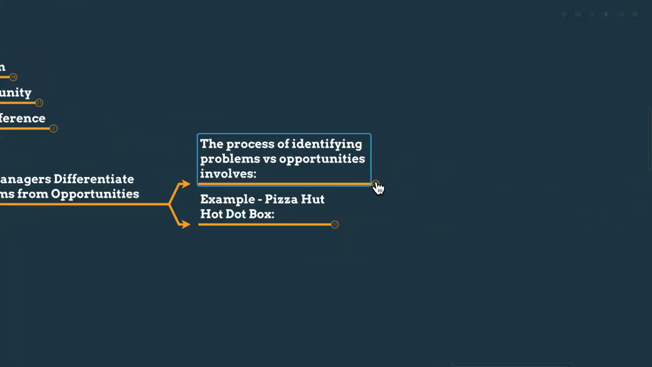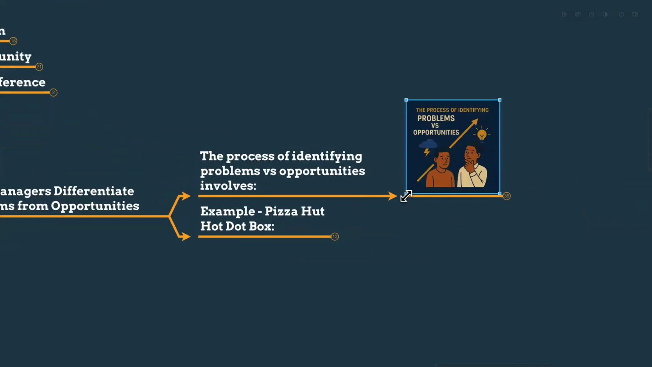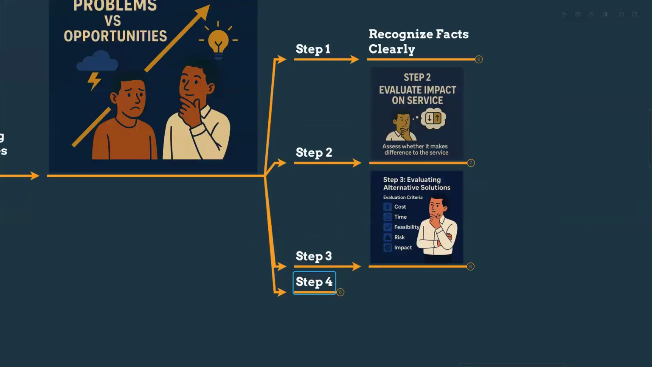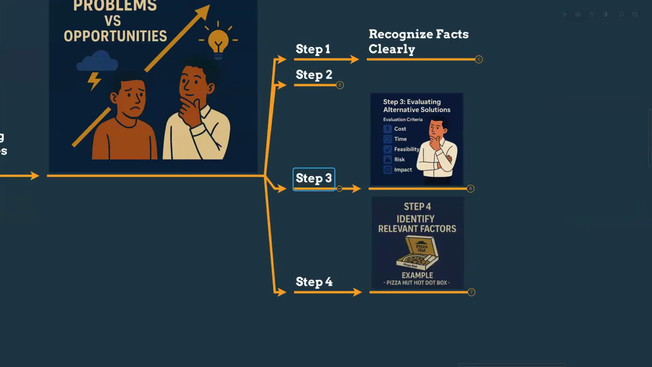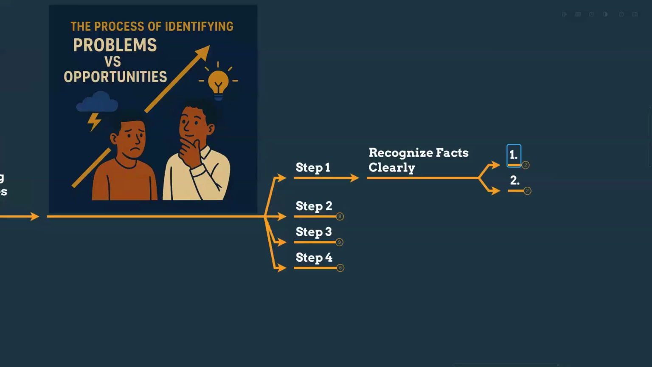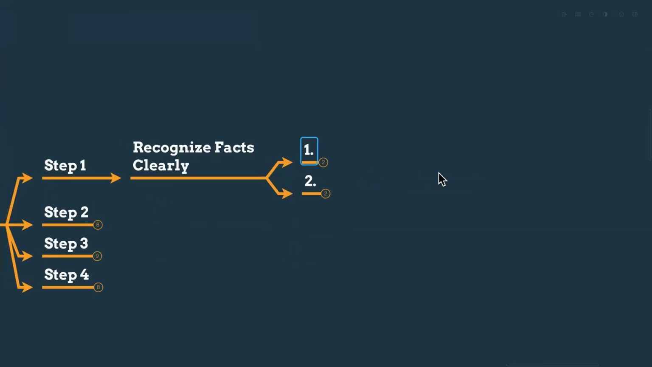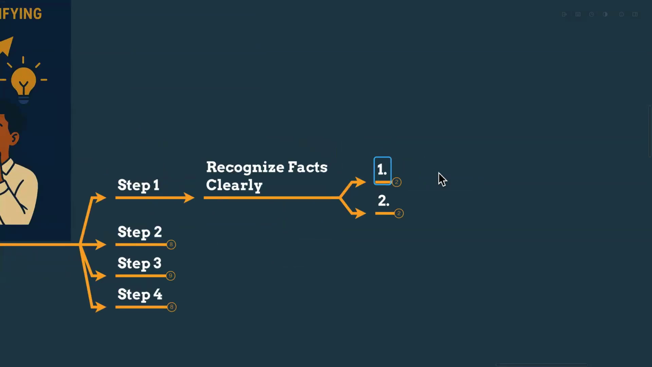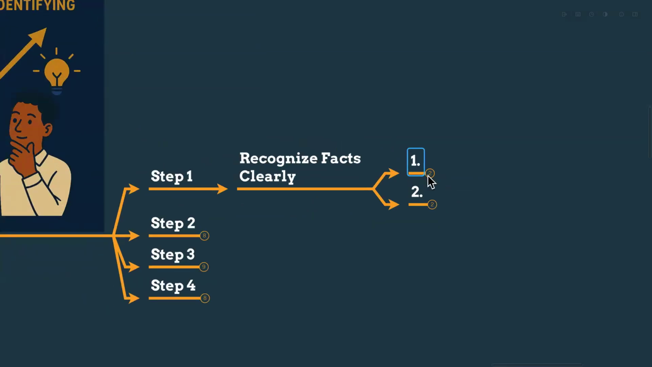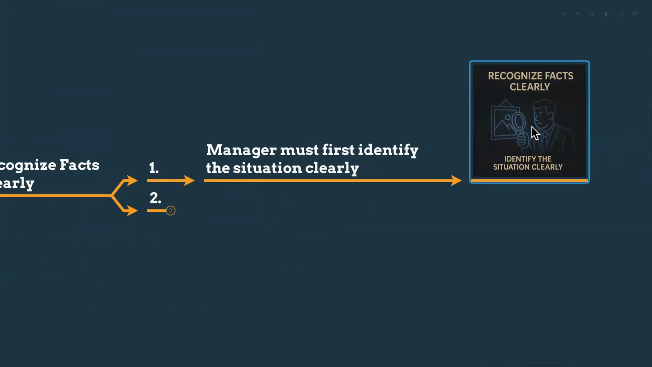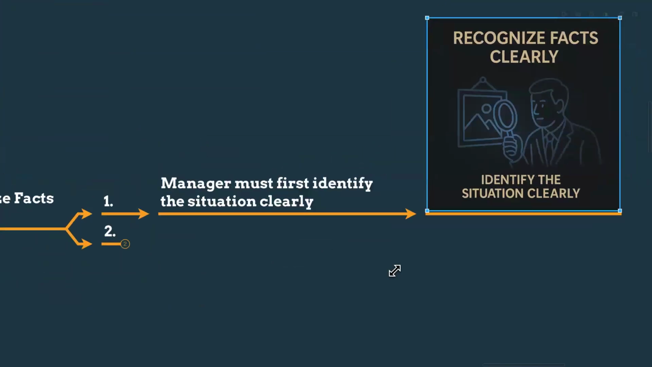The process of identifying problems versus opportunities, my dears, involves some steps. There are four steps we can identify. The first step is recognizing the facts clearly, right? Smart managers always follow these four steps to understand what they are dealing with, right? So first, they recognize the facts very clearly.